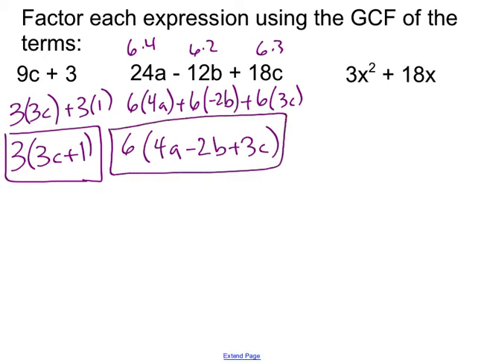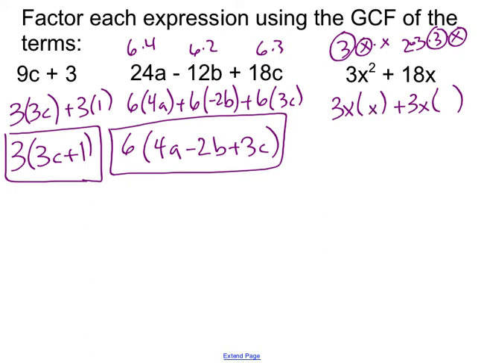Next example, 3x squared plus 18x. Well, 3x squared is 3 times x times x, and 18x is 2 times 3 times another 3 times x. They both have a 3, and they both have an x, so we can pull out 3x from both of these.